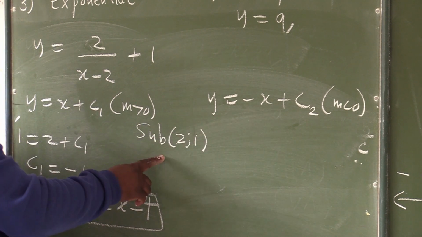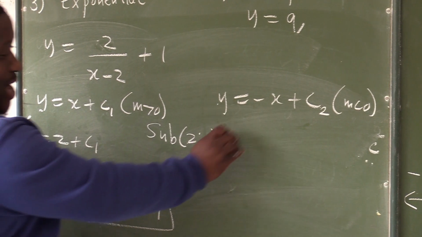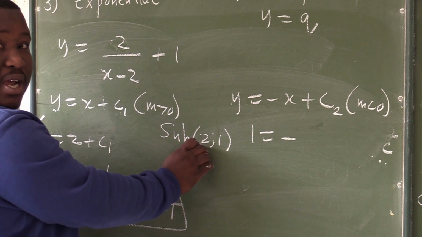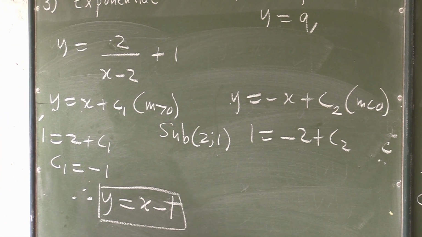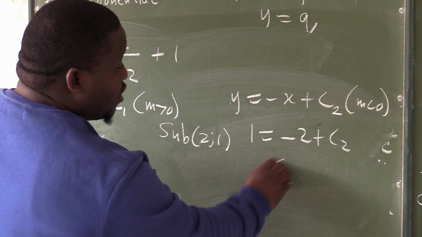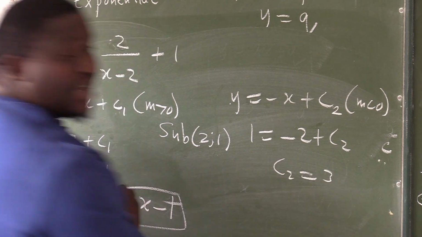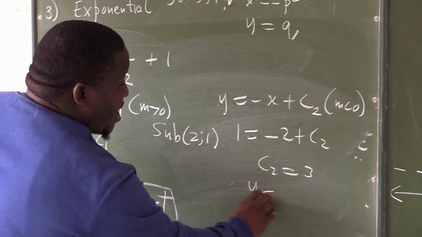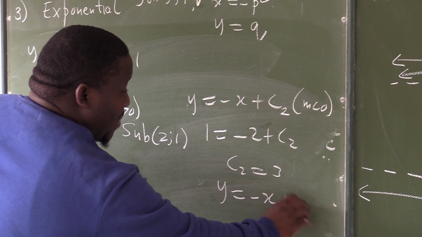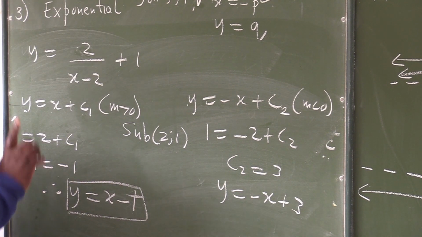You substitute the very same point. For y I am putting a 1. For x I am putting a 2. Then I am solving for what now? For c2. So what is going to be the value of c2 here? The value of c2 will be 3. So what is the equation? The equation will say y equals negative x plus 3. Now take note.